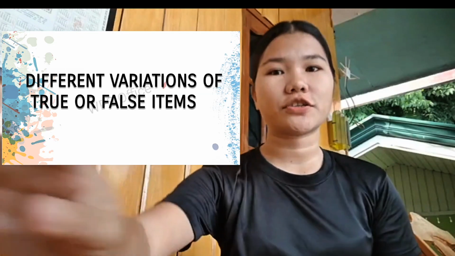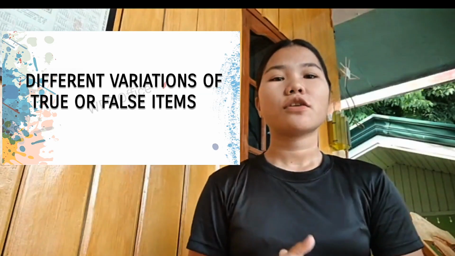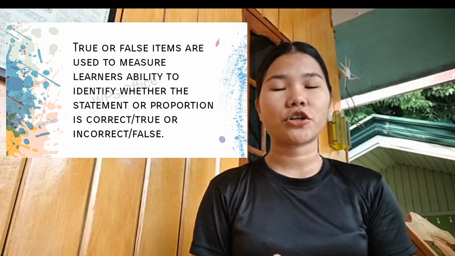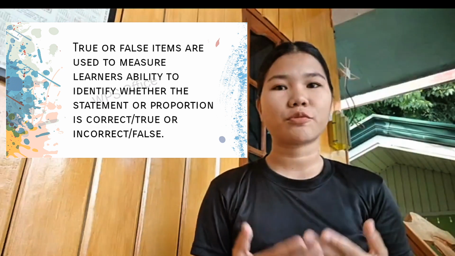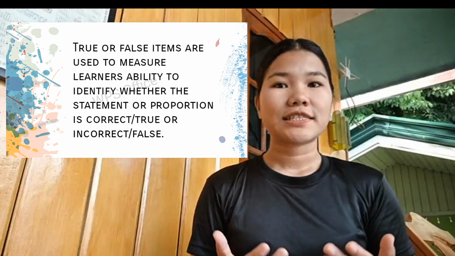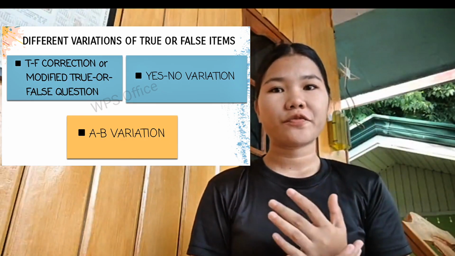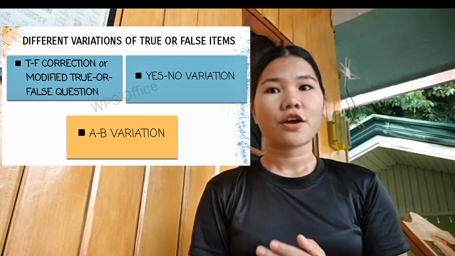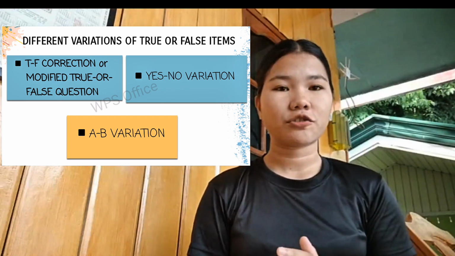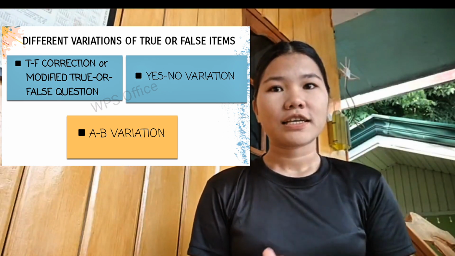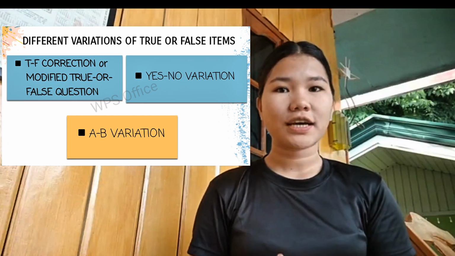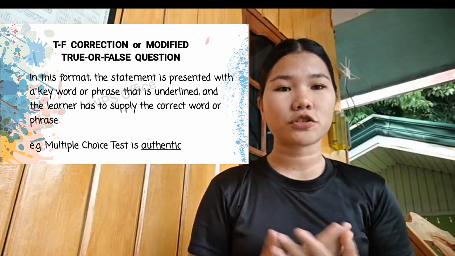Lapa, and my topic for today is all about the different variations of true and false items. True or false items are used to measure learners' ability to identify whether the proposition or the statement is correct or false. We have three different variations of true or false items. First is the TF correction or modified true or false question. Second is the yes and no variation, and lastly is the AB variation. Let's start first with TF correction or modified true or false question.